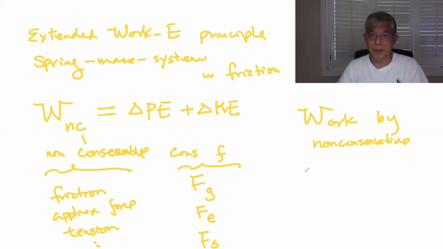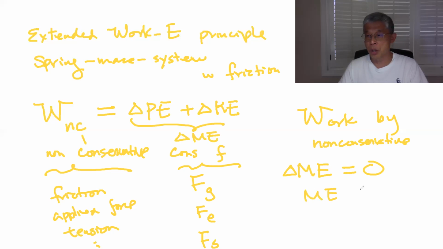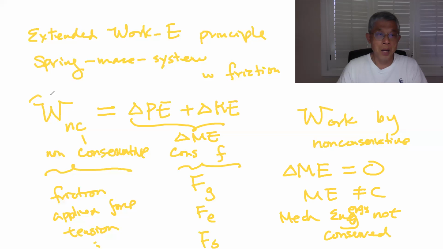So basically, it says that the change of mechanical energy, ME, is no longer zero. These two together are the delta of mechanical energy. It also means the mechanical energy is no longer constant, so the mechanical energy is not conserved. Part of it has been dissipated, and the obvious example is friction. It's been dissipated by the friction. So that's one example. We're going to try to apply that to a spring mass system.